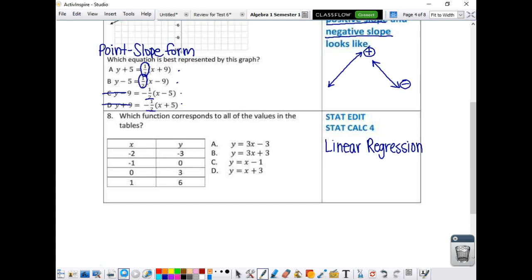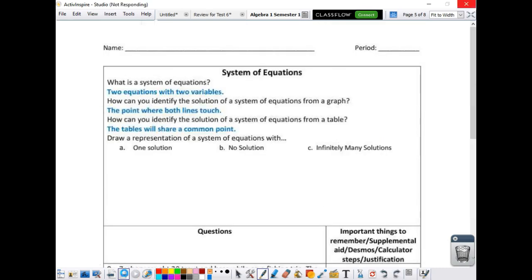Okay, systems of equations. It says, what is a system of equations? 2 equations with 2 variables. How can you identify the solution of a system of equations from a graph? It's the point where both lines will touch. How can you identify the solution of a system of equations from a table? The 2 tables will show a common point.